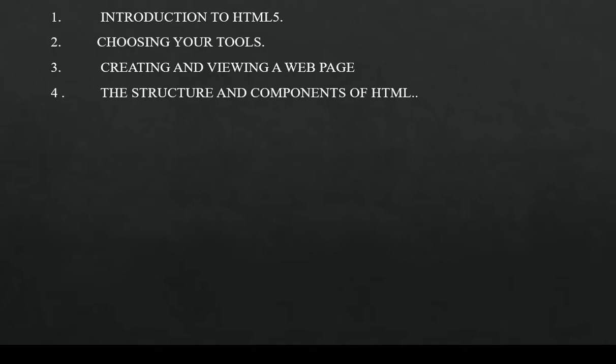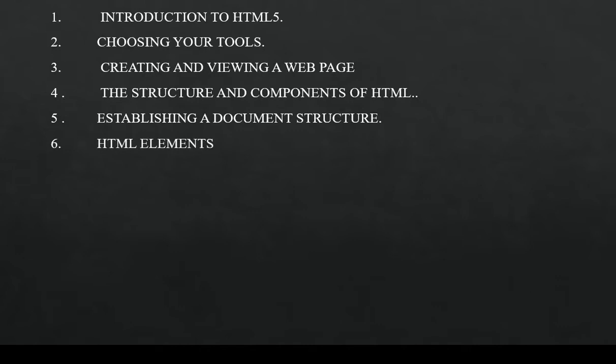Then we will discuss the structure and components of HTML. Next, we will talk about establishing a document structure. What are the set of rules? What is expected of us to write a good HTML document? We will get to know this here. Then we will talk about the HTML elements. We will walk you through the journey of discovery of all the elements that are available in HTML5, the ones that are deprecated, that is the ones that are no longer in use. After that, we will talk about the attributes of these elements.